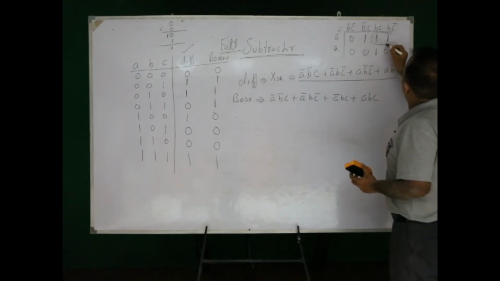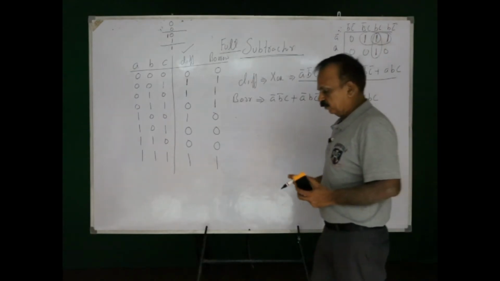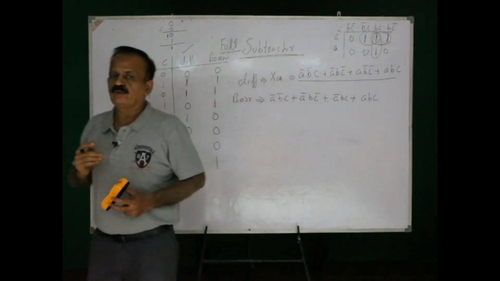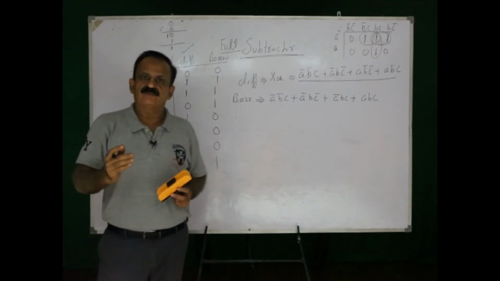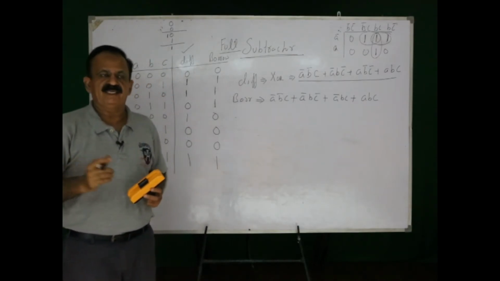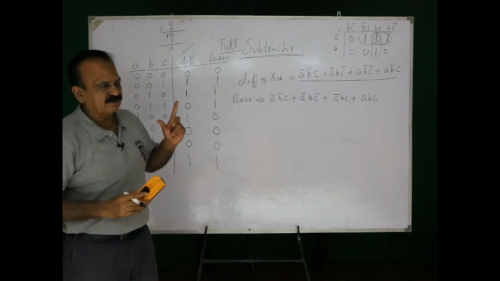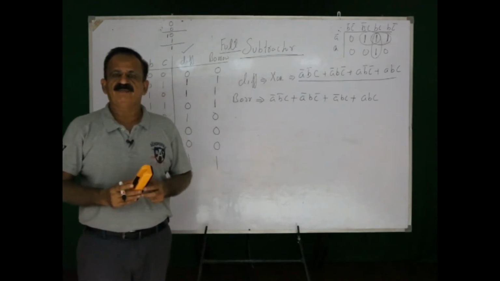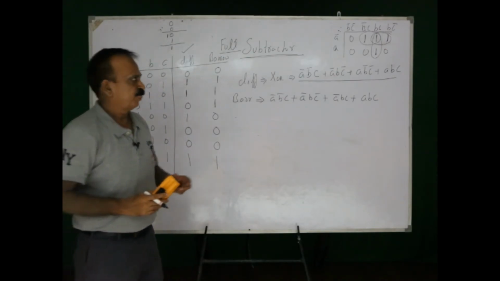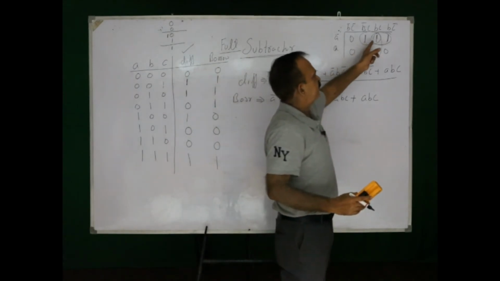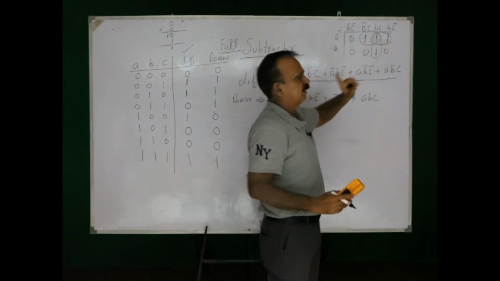So this is one group, this is the second group, and this is going to be the third group. In K-map what we do is prepare the groups with the largest possible combinations, and here there are 3 combinations, in the form of pairs. This is one pair, this is the second pair, and this one is the third pair.